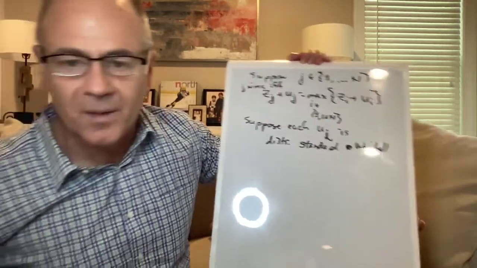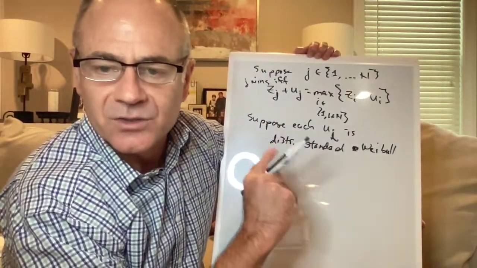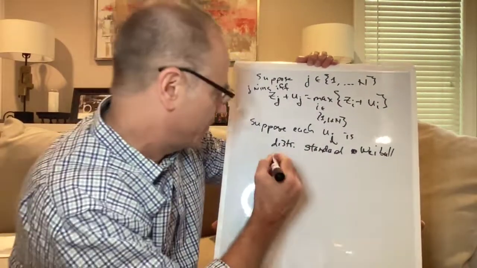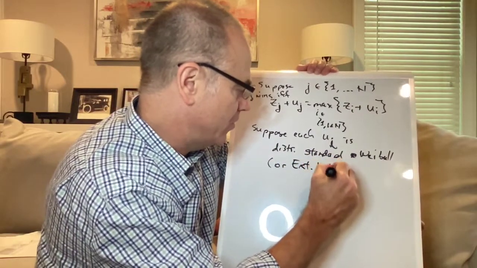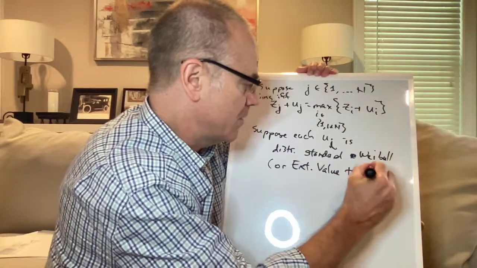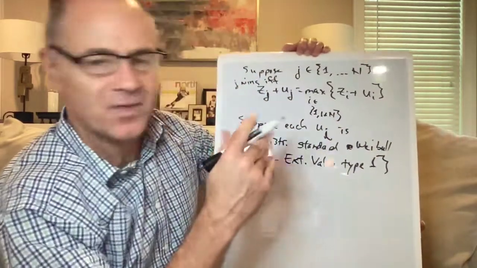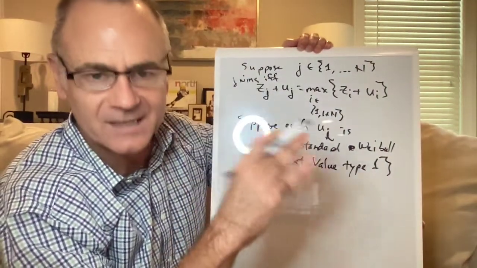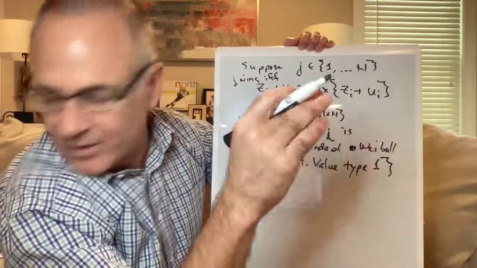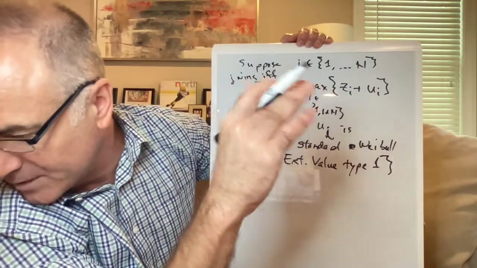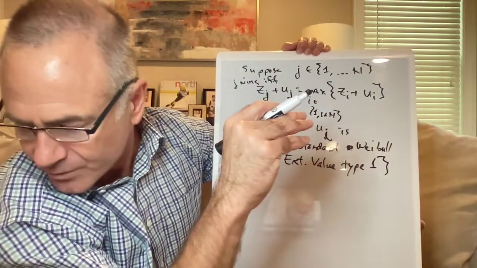Extreme value type 1. I'm going to say the error is distributed standard Weibull, or extreme value type 1. They're the same thing, or for my class they're going to be the same thing. And I'm going to show you in a second what the CDF looks like.